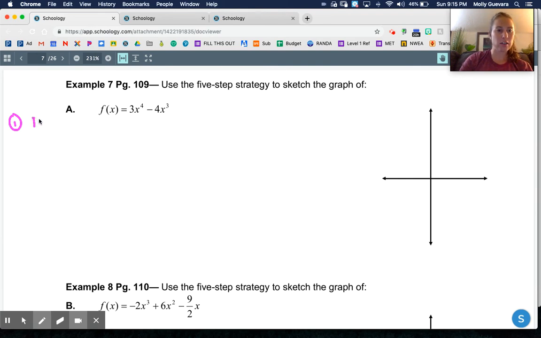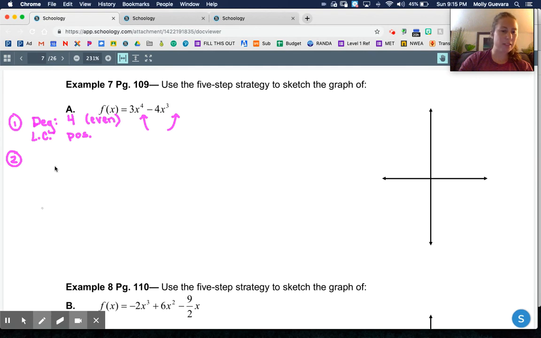So here, my degree, it's a D, there we go, is 4. So it's even, right? The highest exponent is 4. And the leading coefficient is positive. So this tells me that both ends are going up, right? Because I'm thinking of x squared. I know what x squared looks like, and that has a positive leading coefficient and an even degree, and it goes up.